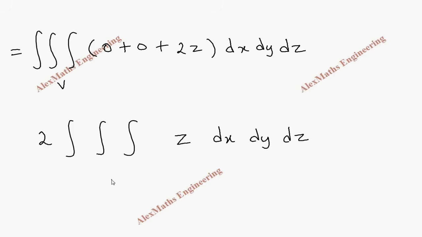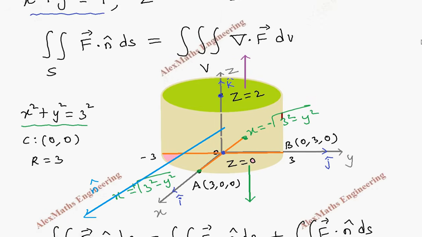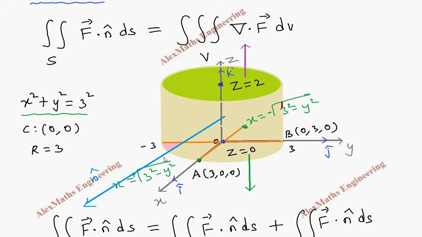x varies from minus root of 3 square minus y square to root of 3 square minus y square, and y varies from minus 3 to plus 3, z varies from 0 to 2. That we can see clearly from the diagram. That is, x varies from minus of this to plus of this, and for y, by taking x as 0, we get y equal to plus or minus 3, and z is varying from 0 to 2.